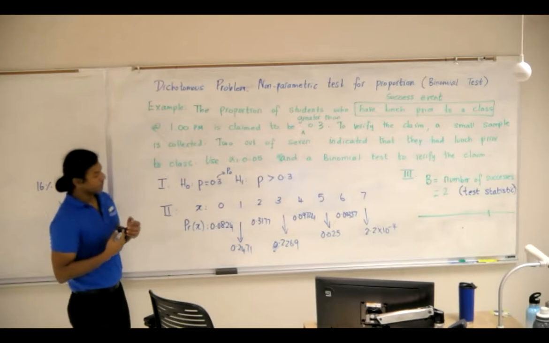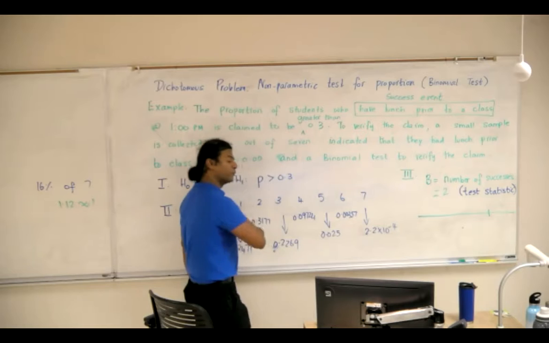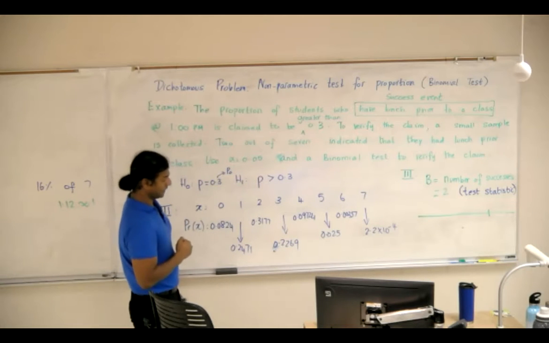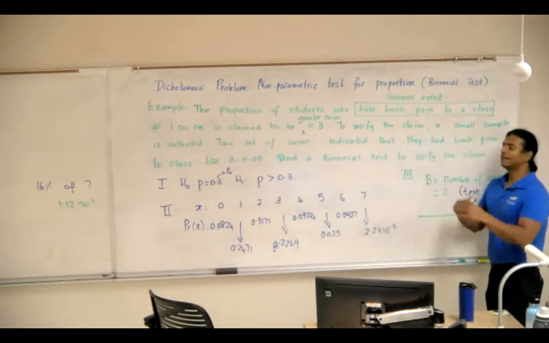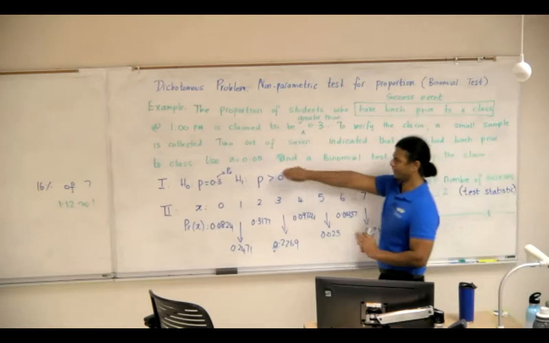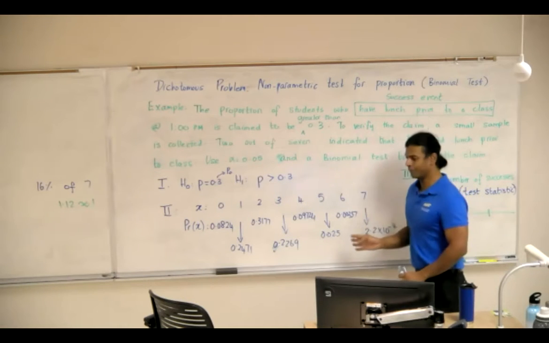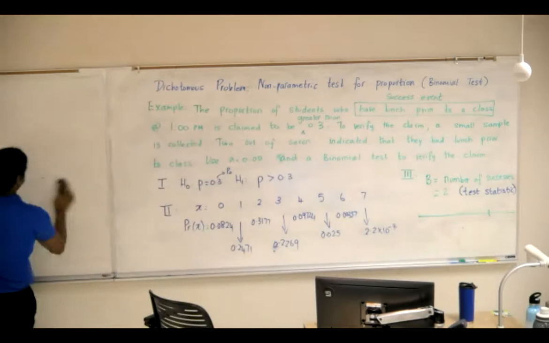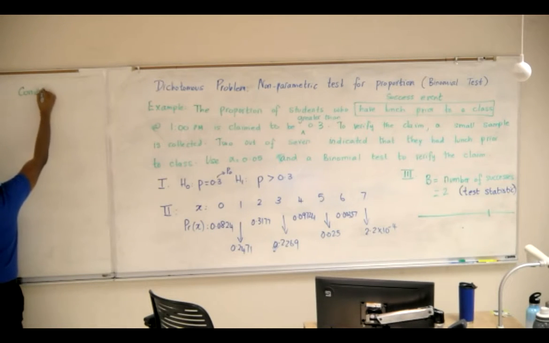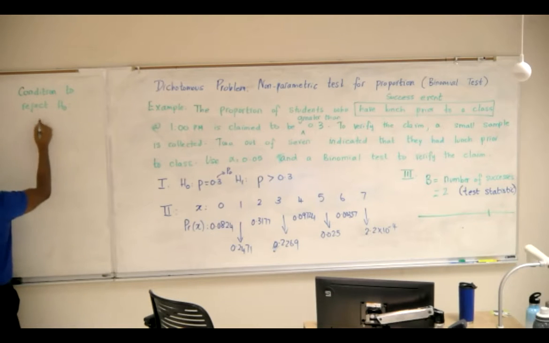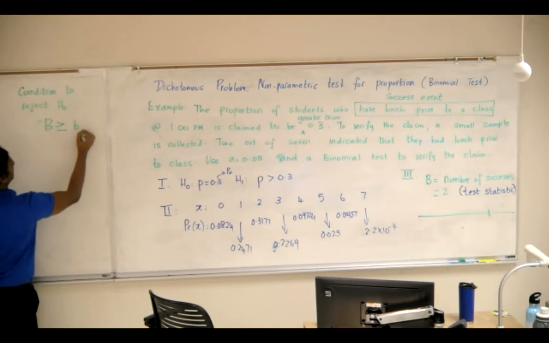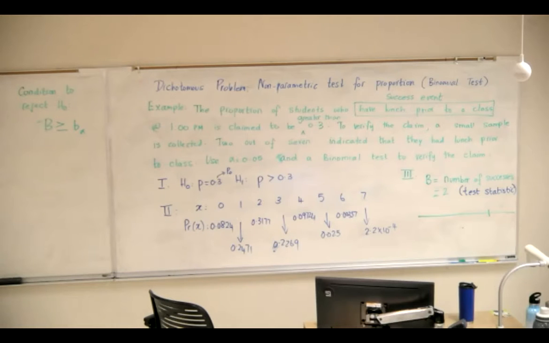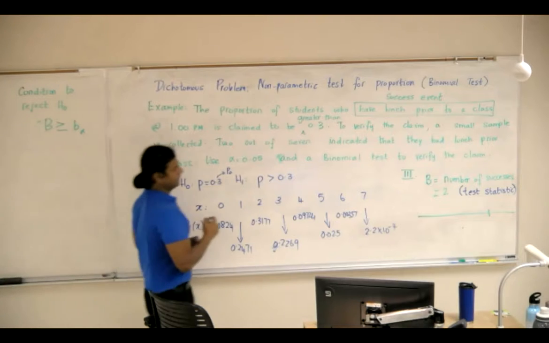The book takes 2 different approaches, in the sense that you can conveniently pick one and come up with an alpha value. But the easier way for us to do this is to just keep it at 0.05. Definitely, I'm not going to hit 0.05, but I'm going to get closer and closer to 0.05. So here is the condition to reject the null. You would reject if the test statistic B is greater than or equal to B sub alpha. B sub alpha is our critical value.